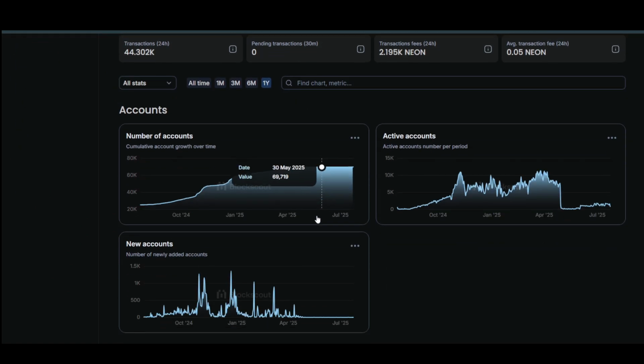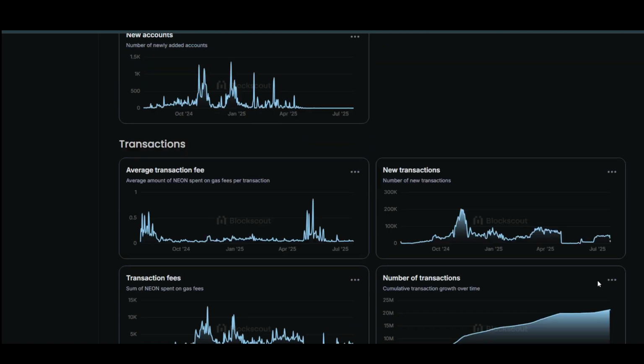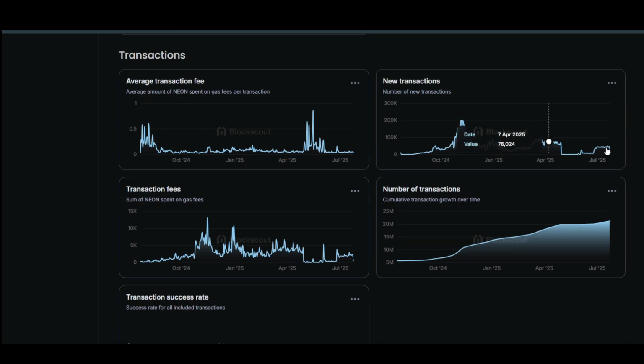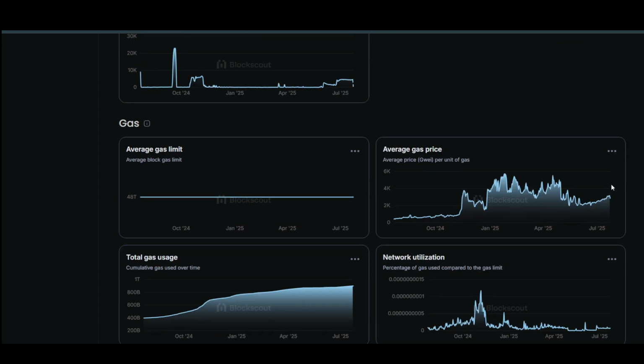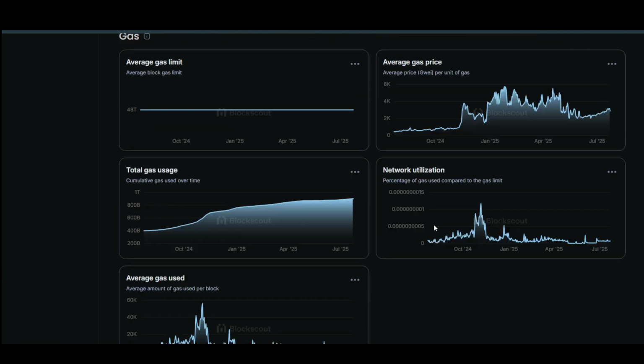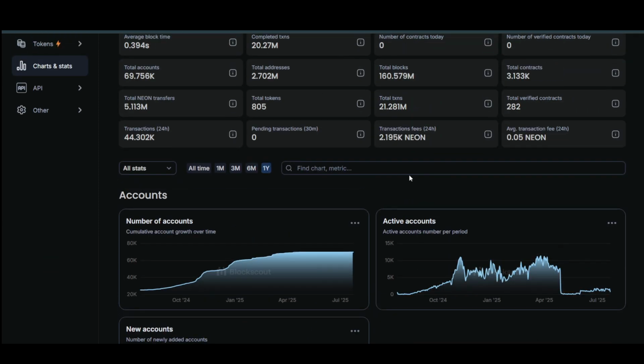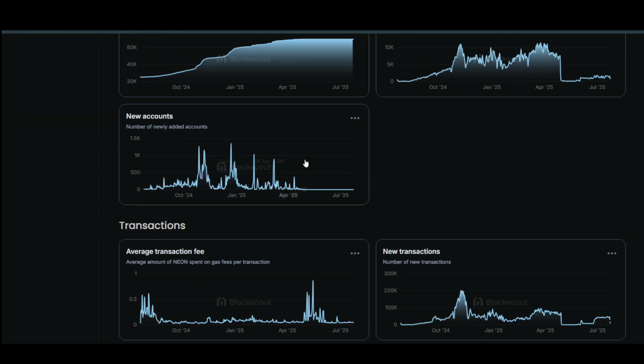The growth for the number of accounts is not there. As you can see here, it basically stopped from February 2025. It has remained the same. After that, active accounts are also not doing that well. New accounts are also not doing that well. We don't have that many transactions as well, as you can see here. And this is how it looks. Overall, it seems like it's not doing that well when it comes to user interaction. So I have low hopes for this token in general, I would say, at least from the stats.